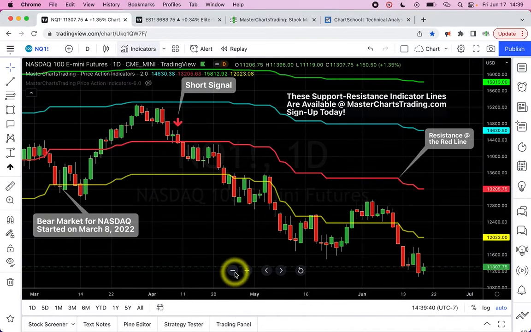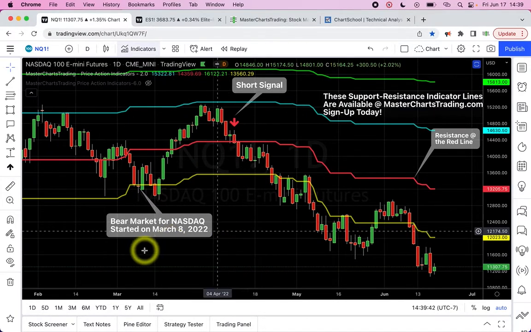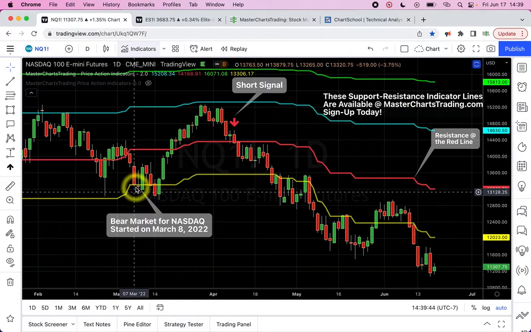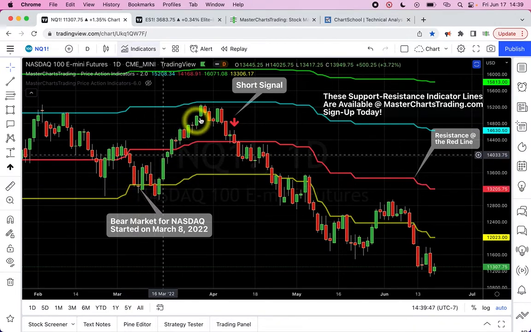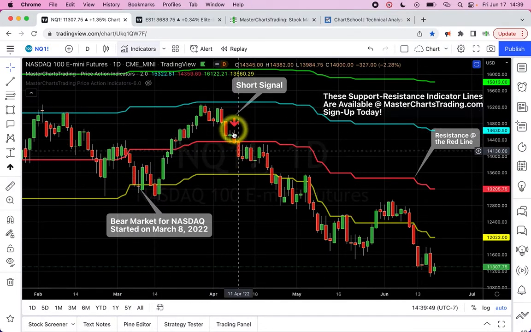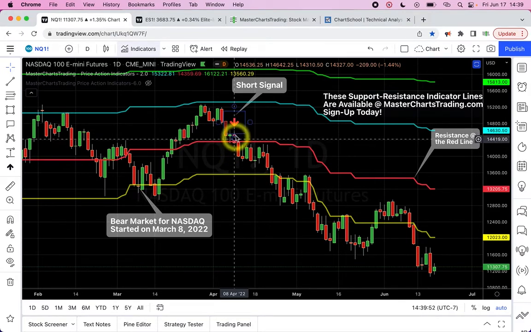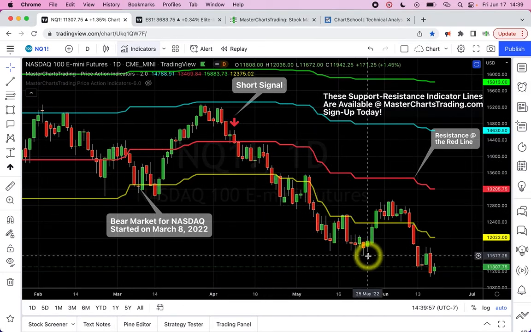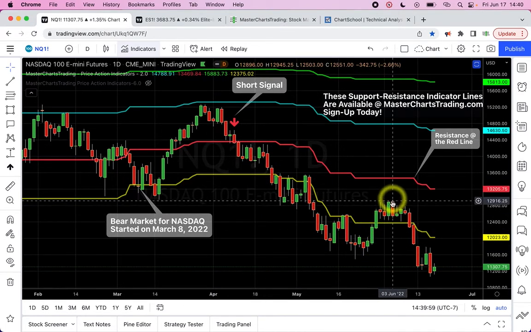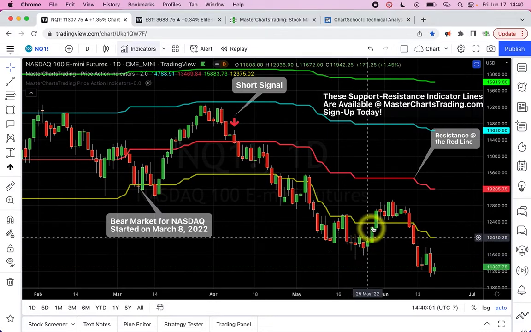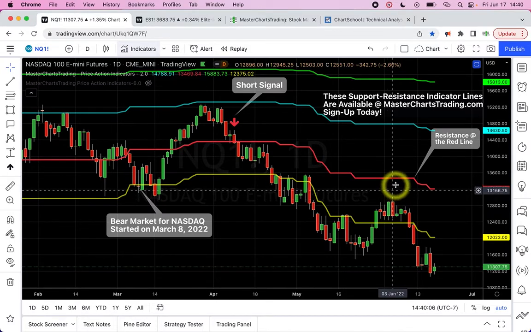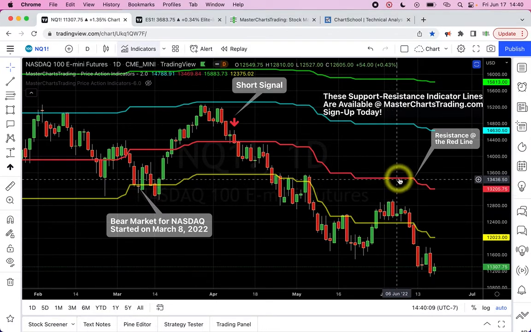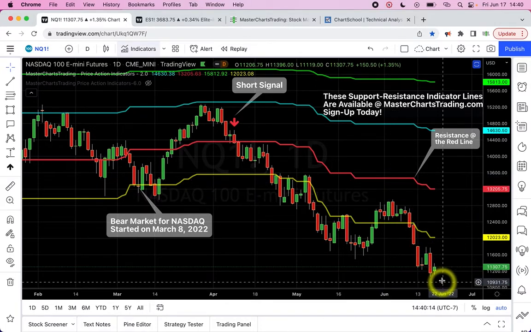NASDAQ was under more pressure and earlier. NASDAQ actually began its downtrend back in March with a huge rally and just incredible short signal right there on the 8th of April, and it collapsed afterwards immediately. The lows of May, and then we saw a rally. So this rally actually was not that strong. I was expecting it to continue higher towards the resistance at the red line. It never made it, and we just collapsed into new lows.